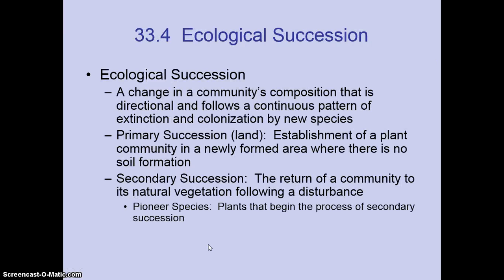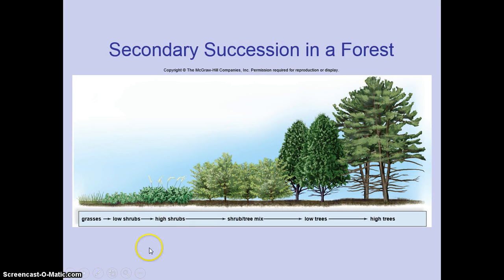We're going to end this chapter with ecological succession. Ecological succession is a change in a community's composition that is directional and follows a continuous pattern of extinction followed by colonization by new species. Primary succession on land is the establishment of a plant community in a newly formed area where there's no soil formation. Secondary succession is the return of a community to its natural vegetation following a disturbance. The first organism that comes in is called a pioneer species. These are plants that begin the process of secondary succession. Here we see a process of secondary succession into a forest.